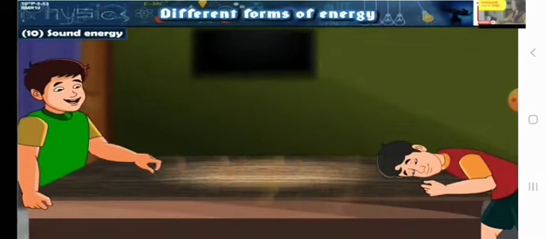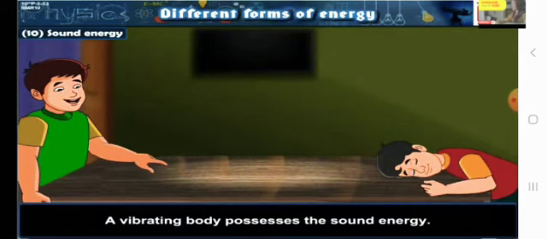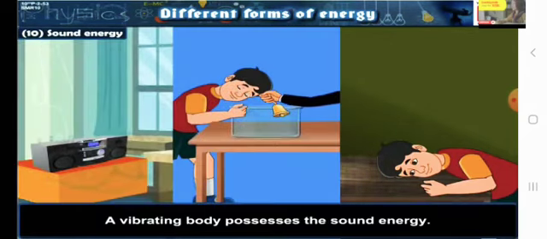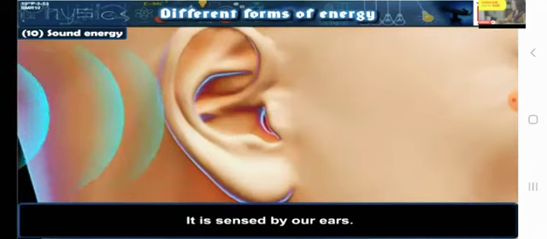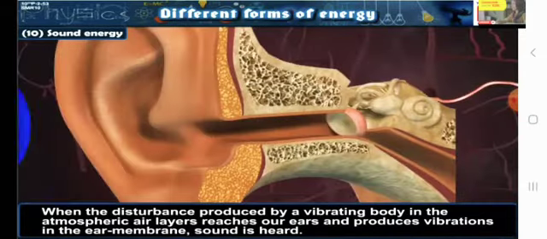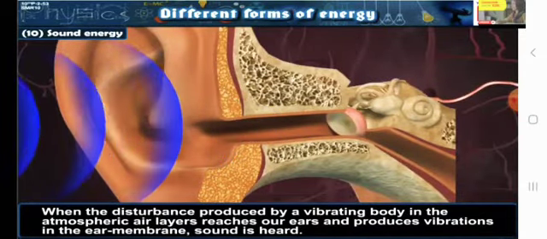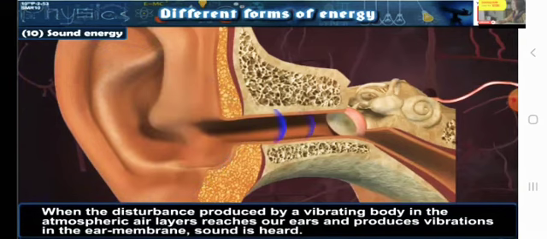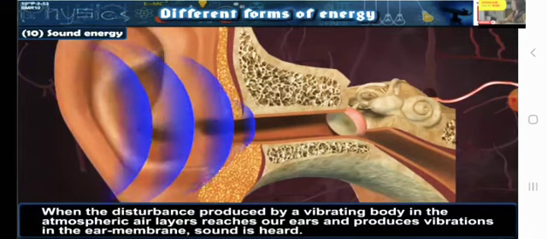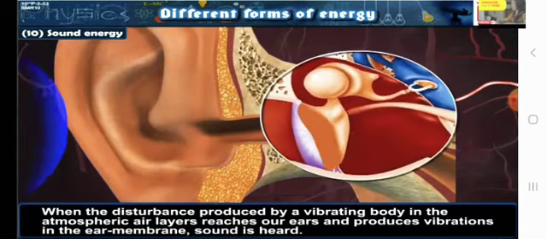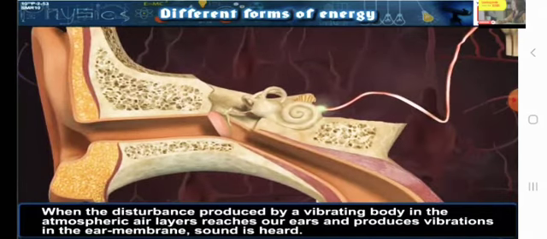Ten, sound energy. A vibrating body possesses the sound energy. It is sensed by our ears. When the disturbance produced by a vibrating body in the atmospheric air layers reaches our ears and produces vibrations in the ear membrane, sound is heard.